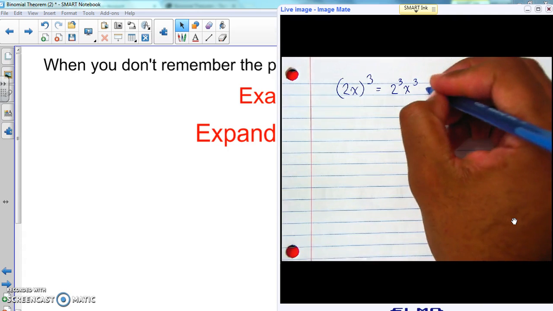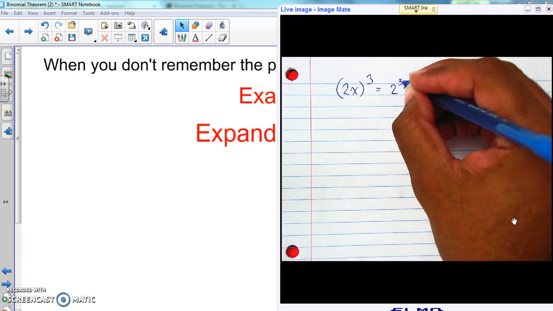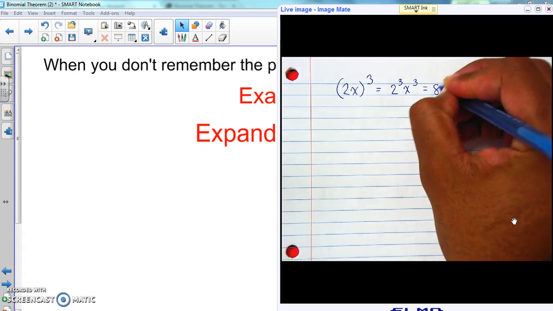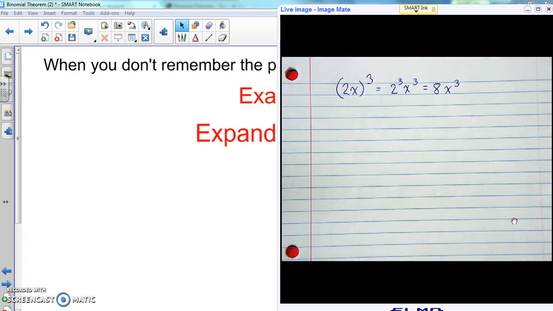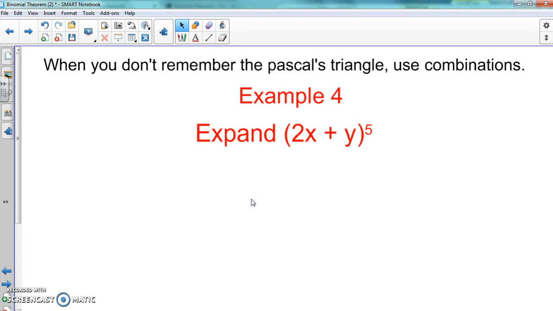Now, with that, we simplify it down. 2 to the third power is 8. Then it's x cubed. That's going to come back into play here for this problem, so that's important that you remember that. All right, so now let's go back to example 4. And we have this problem, and we're going to expand (2x + y) to the 5th power. We're going to expand that, make that bigger.